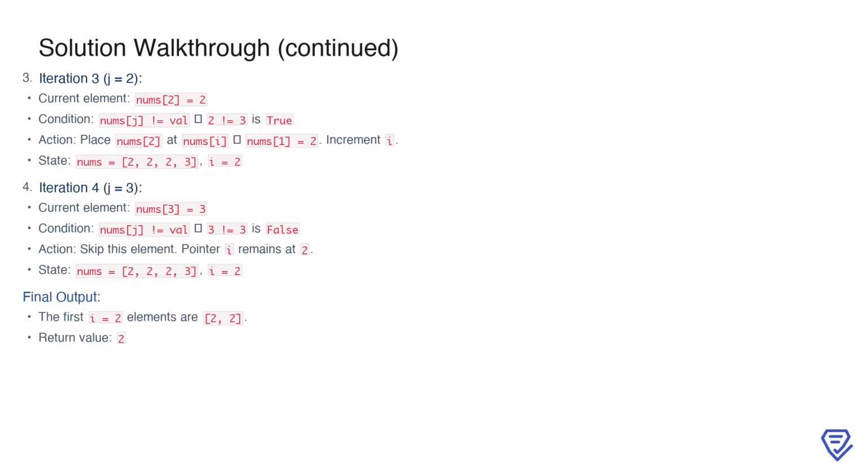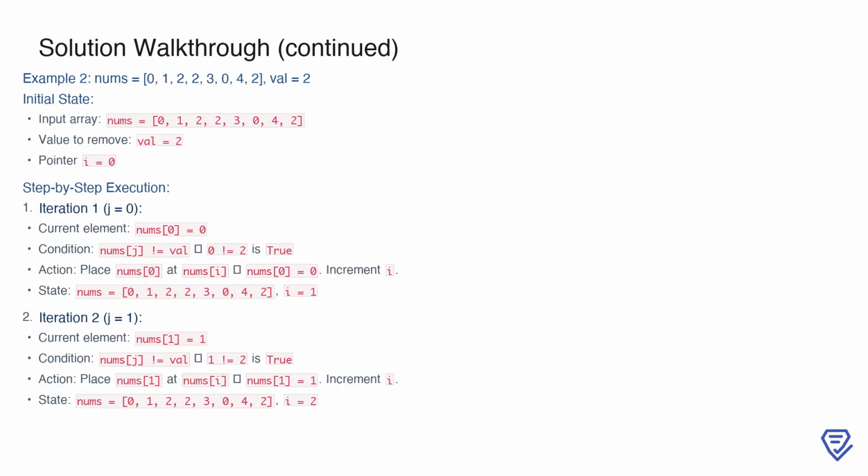In the fourth and final iteration, the current element is nums[3], which is 3. Since 3 equals the value to remove, we skip this element, leaving i unchanged at 2. At the end, the first i elements of the array are [2, 2], and we return i, which is 2.